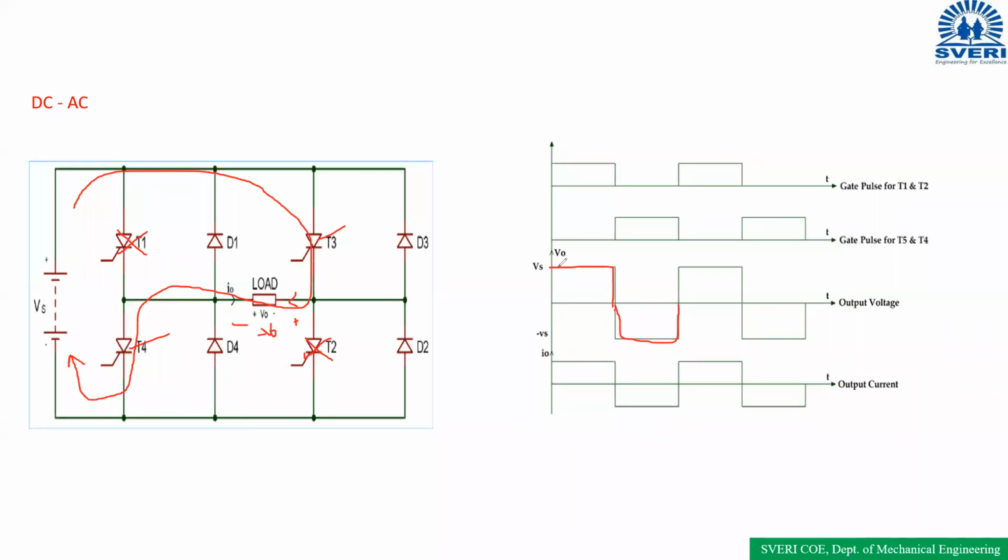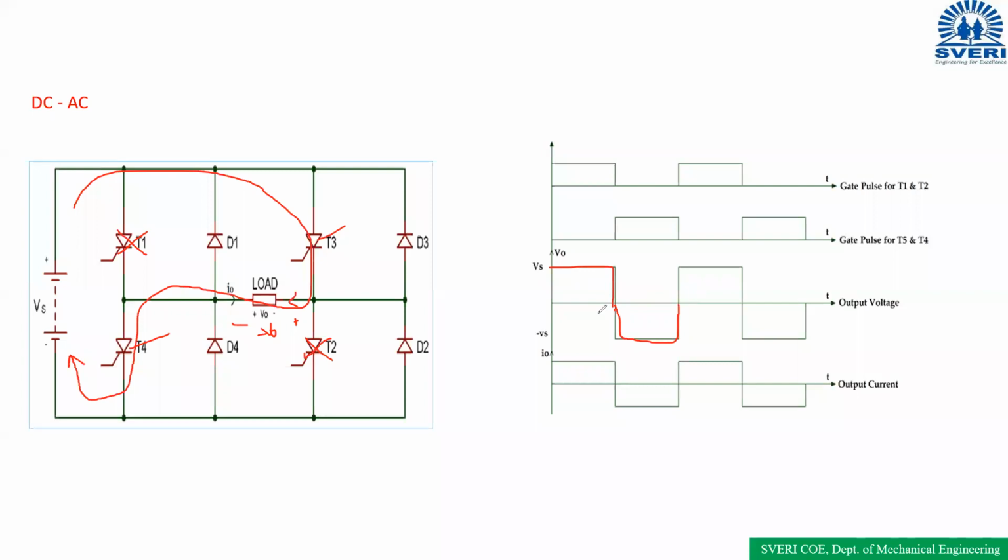So now the voltage present across the load is this one. It means when T1, T2 are turned on it is positive, and when T3, T4 are turned on it is negative. This is the AC: positive, negative, positive, negative. In the same way we are getting DC to AC. This conversion is going on in the inverter circuit. Clear? This is the rectangular AC.